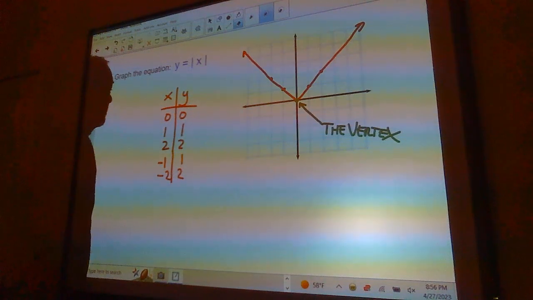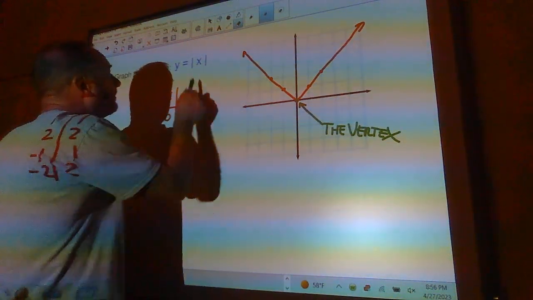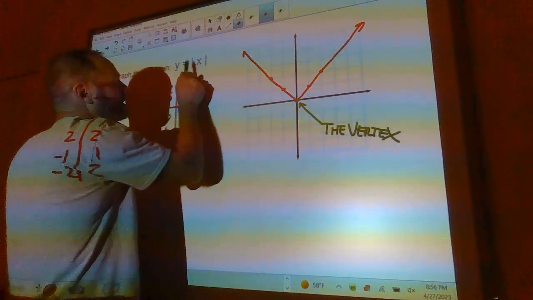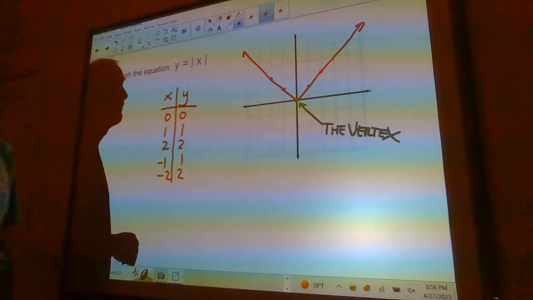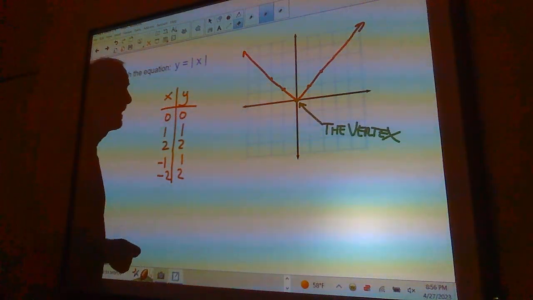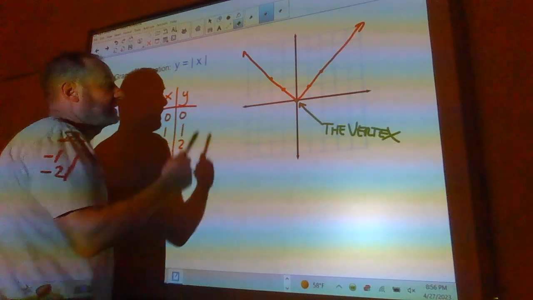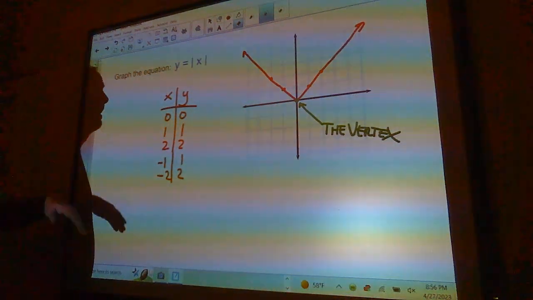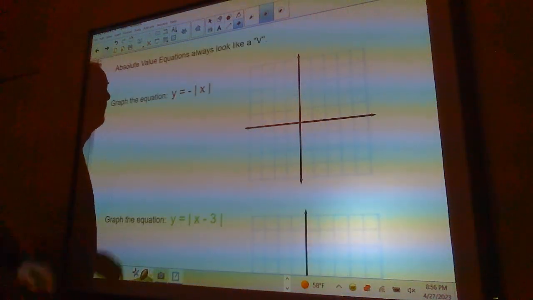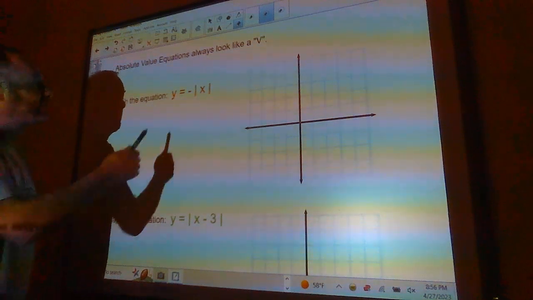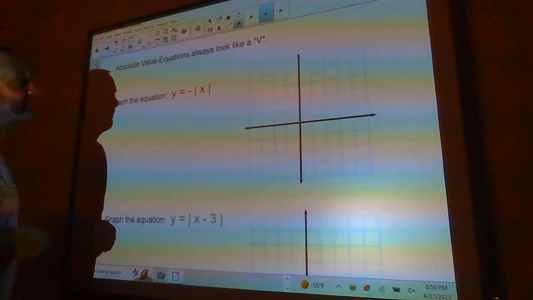Now, how do you find the vertex? Well, you find the x-coordinate by taking whatever's inside the absolute values and setting it equal to 0 and solving it. That'll tell you where the x-coordinate is. Then you can just plug the x-coordinate into the equation, and you'll get the y-coordinate. So let's look at this one. Y equals the negative absolute value of x.